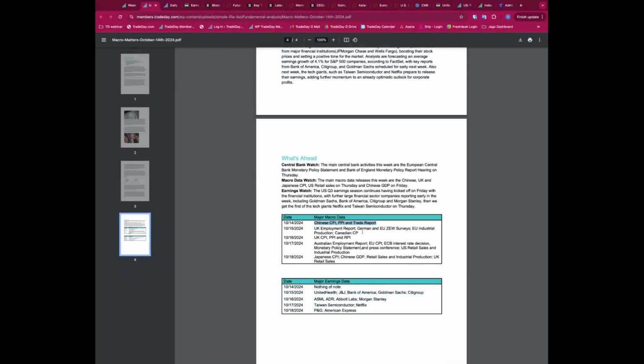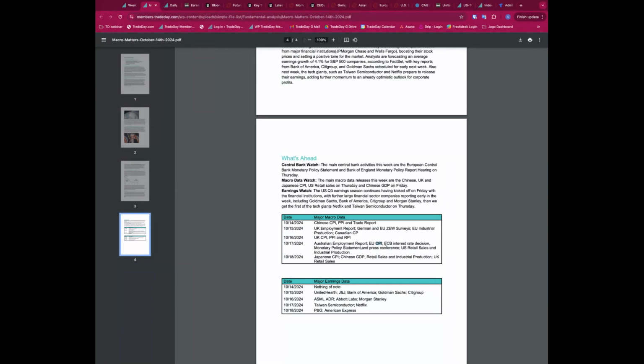Going into the week, US is not particularly heavy, but we do have quite a lot of important European data and UK data. UK employment report tomorrow, German and EU ZEW surveys tomorrow too, along with EU industrial production, Canadian CPI. UK inflation reports on Wednesday, Australian employment, EU CPI. So we've got both UK and EU CPI data, so obviously a large part of the global economy reflecting that inflation data. So that's going to be important to watch all of that.